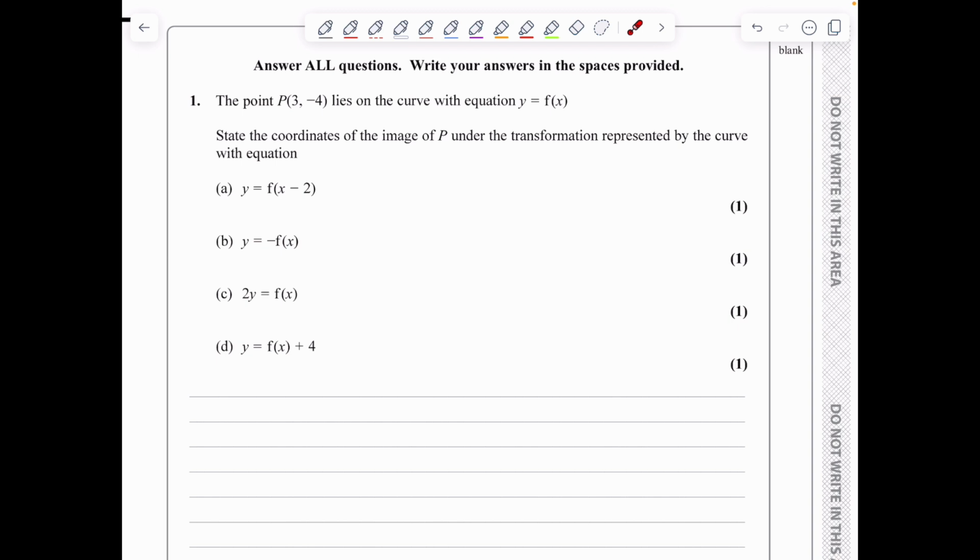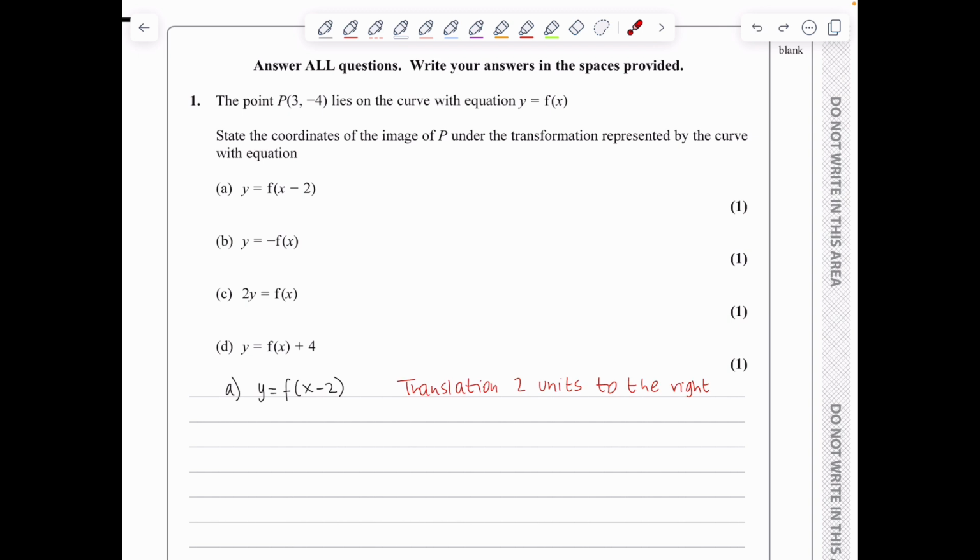Question 1, we've got the point P with coordinates (3, -4) lying on the curve with equation y = f(x), and we need to state the coordinates of the image of P under each of the following transformations. So we start with y = f(x - 2). So we are looking at the translation 2 units to the right.